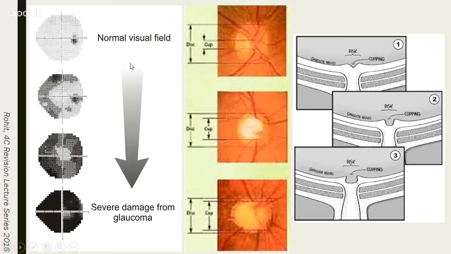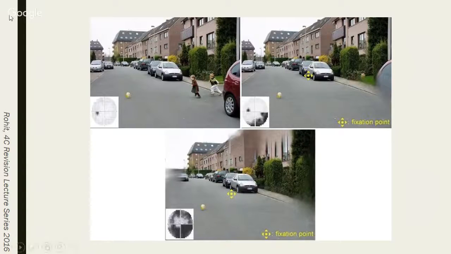And because it's such a chronic process, a lot of patients don't notice it. And here you have a couple of kids playing with a ball, and as your glaucoma worsens, you might not even see the kids because you have this neuroplasticity in the brain.